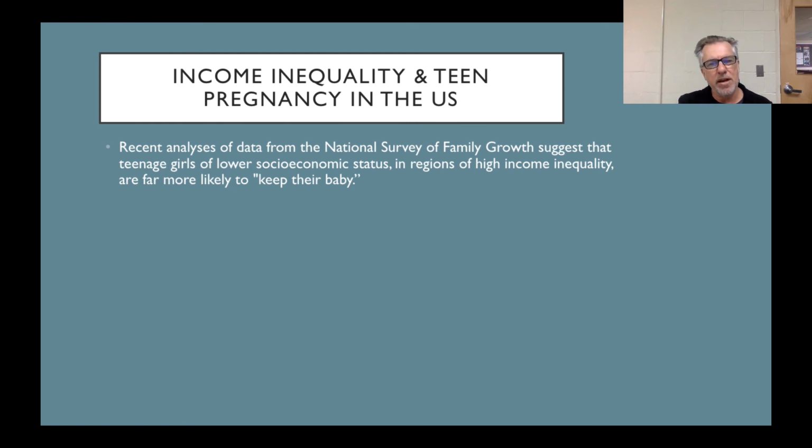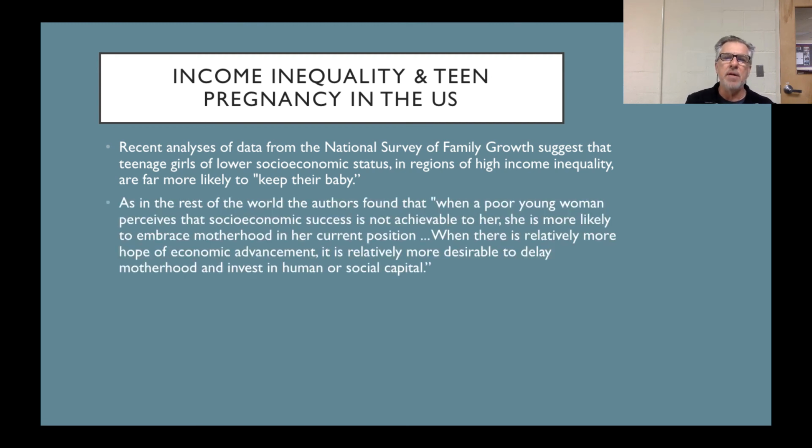So we have to look at the amount of income inequality in an area, then look at the teenage girls who are of low socioeconomic status, and then look at the percent of them that keep their baby versus abort their baby. The authors found that, here was their quote, "When a poor young woman perceives that socioeconomic success is not achievable to her, she is more likely to embrace motherhood in her current position. When there is relatively more hope of economic advancement, it is relatively more desirable to delay motherhood and invest in human capital or social capital." In other words, socioeconomic success here is a stand-in for less income inequality. Where there's more income inequality, there's less chance of success in the social environment.